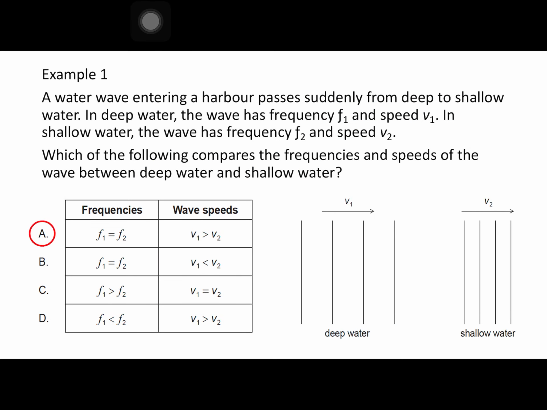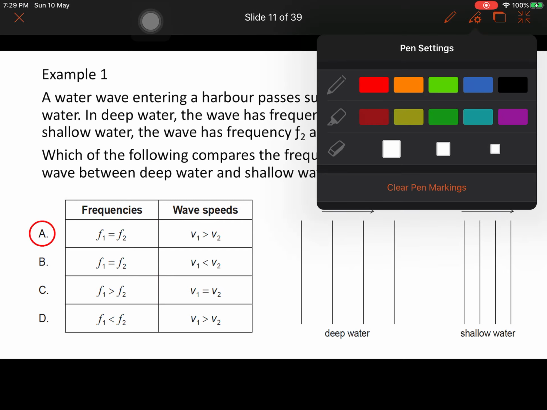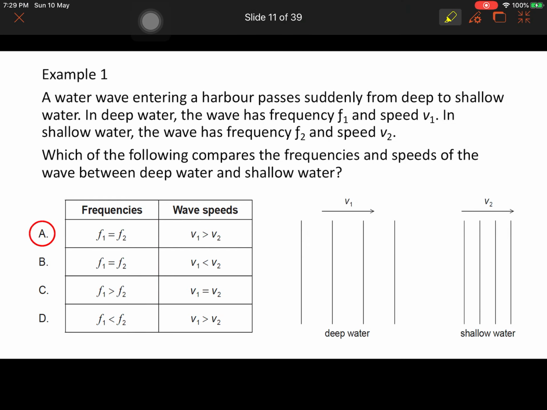Now pause here and try example 1. So for example 1, they tell us that a water wave is entering a harbor and it passes from deep to shallow waters. In the deep end, it has frequency f1 and speed v1. In the shallow end, it has frequency f2 and speed v2. They ask us to compare the frequency and the speed between the deep end and the shallow end.